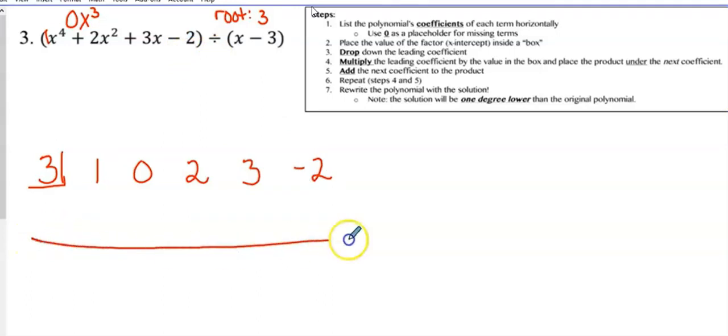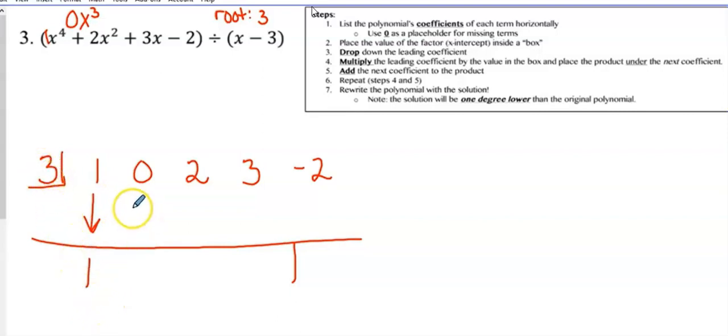Okay, put my line down here. This is the one under the negative 2 is going to be my remainder if there is one. If there is a remainder, that means 3 is not a root for this polynomial. If there isn't one, if it's 0, that means 3 is a root. That means it is an x-intercept. It crosses at 3 or touches at 3. All right, let's bring down, number 3, drop down the leading coefficient. Drop this down. And start multiplying.